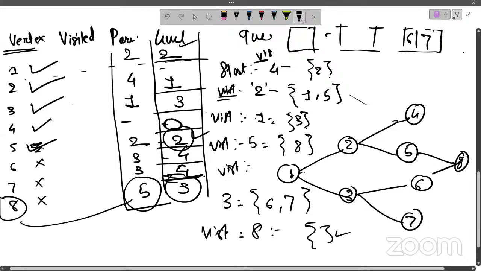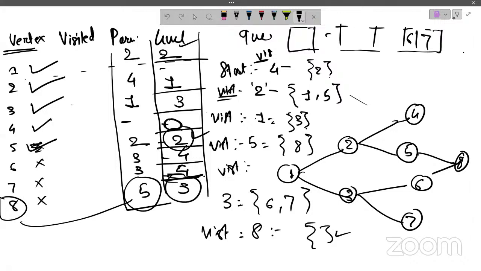But ma'am, for 8, your level will be conflicting then, right? No, no, no. The level will be itself only. I mean, the level won't change. Level will change for neighbors, whatever you get. For example, when I visit 3, I will get 6 and 7. So then I update the level of 6 and 7, not the level of 3. Because the level of 3 is already updated. So what will be the parent of 8?